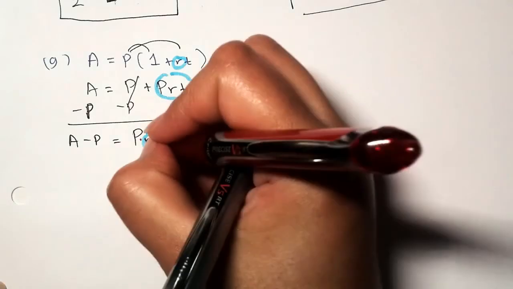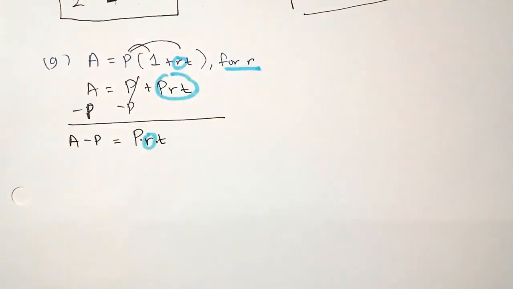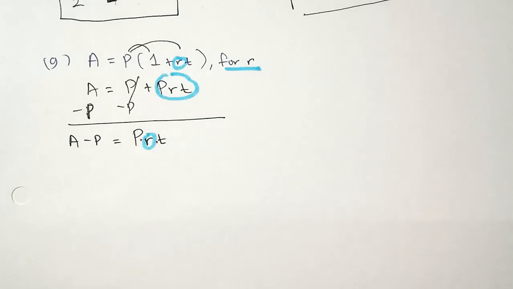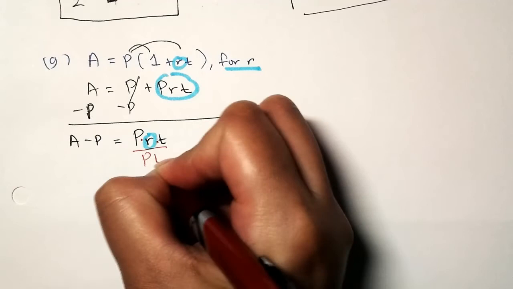What are we gonna do to get rid of the times T? Same speech. Divide both sides by T. All together, what are we gonna do to get rid of the times PT? Yes, say it with me. Divide both sides by PT. So let's do this. Divide both sides by PT.